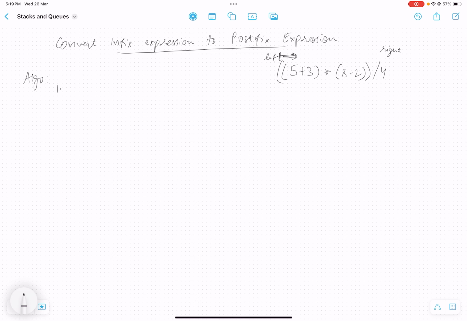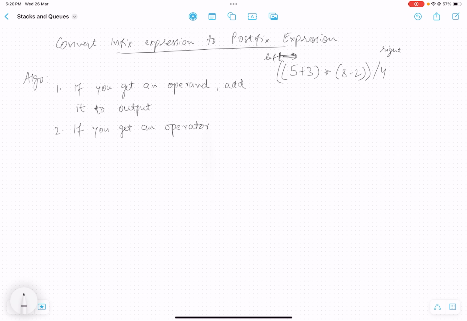First point, if you get an operand, add it to output. If you remember, when we were solving infix expression, we were putting it in a separate stack. Here we will be using a single stack only, no need for two stacks, but we will just put that directly to our answer.